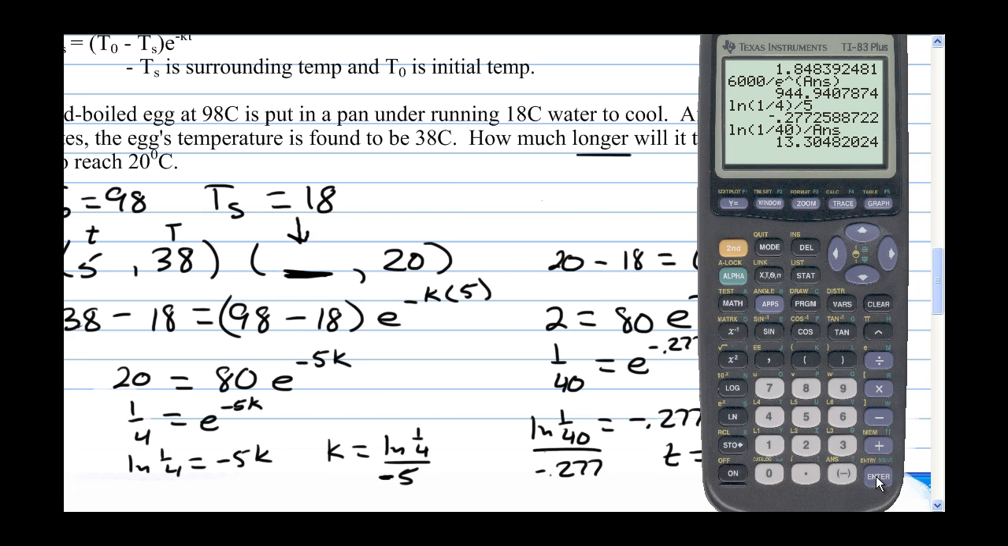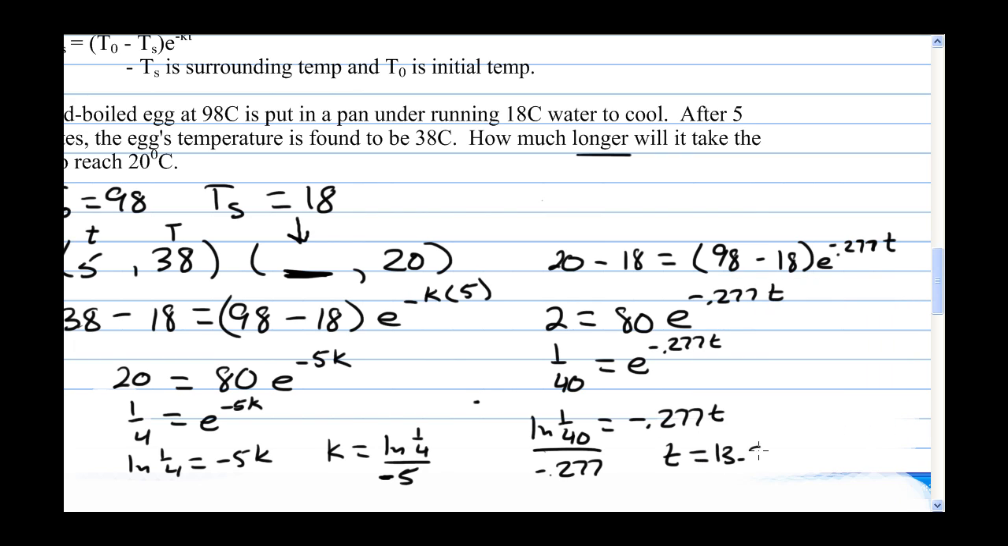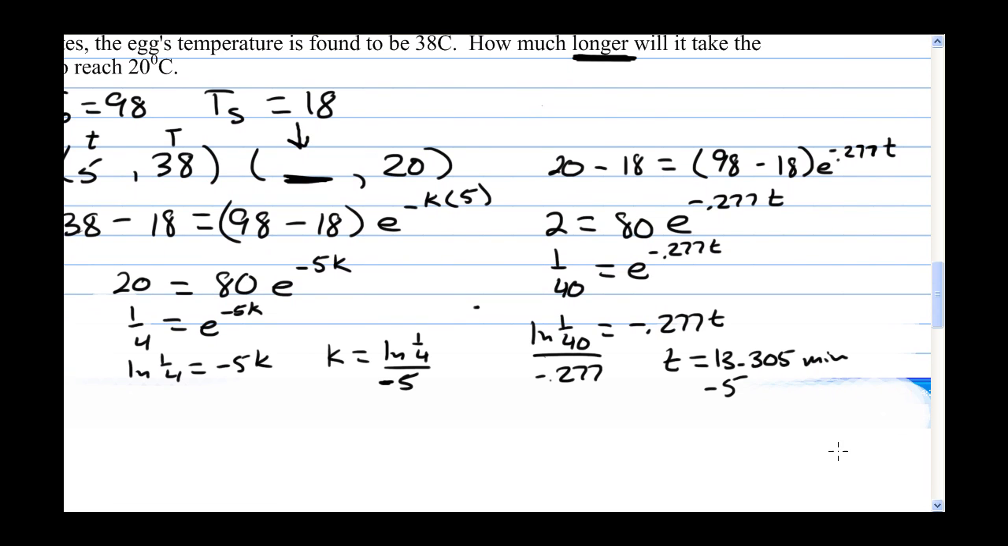So the answer is 13.305 minutes, but that's not the answer to the problem, because it said how much longer. It didn't say how long. It said how much longer than the original 5 minutes. So we have to subtract 5 minutes off of that. And so the answer they want is 8.305.